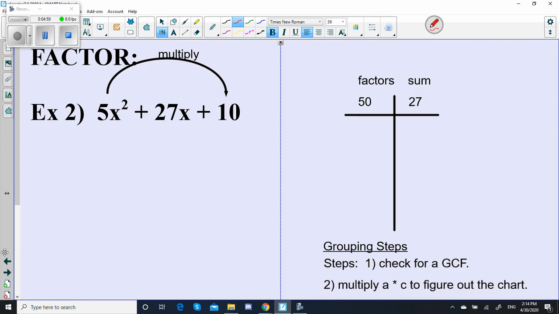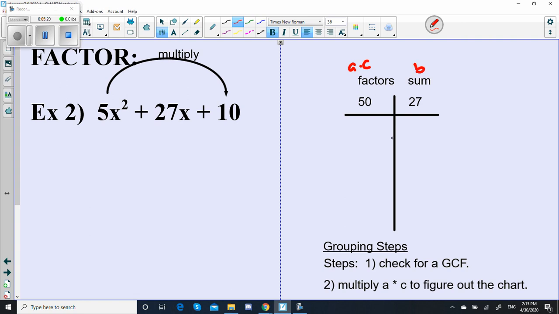Now I'm going to do a different problem, but this time I'm going to do it with grouping instead of guess and check. You might like this method better, or you can go back and forth. It's up to you. I start out the same. I multiply 5 times 10, and I get 50. That was a times c, factors of a times c. And then I want a sum of 27 in the middle, just like before, and that's my b.